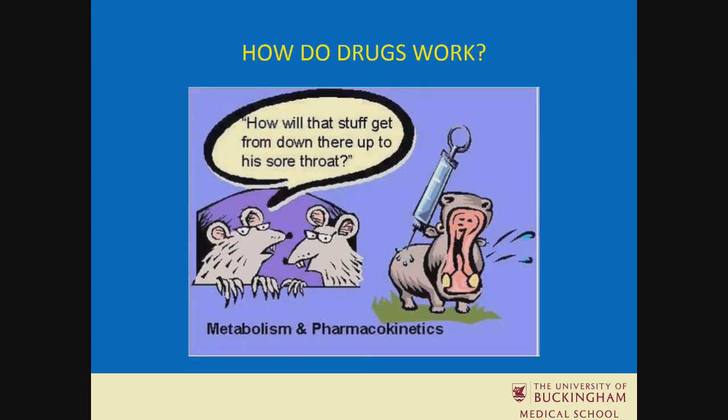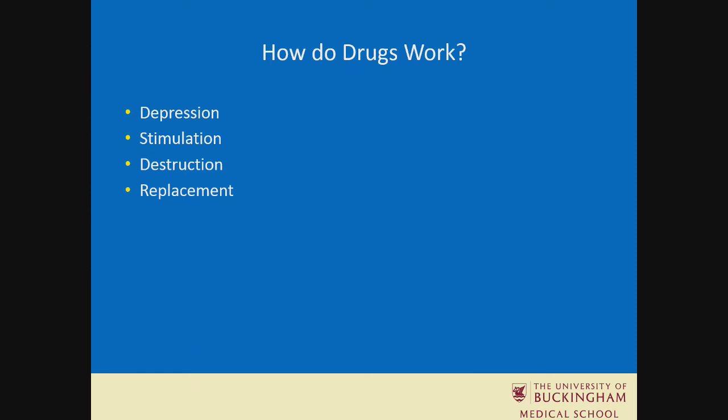Okay, so we get into the revision now. How do they work? When you inject a drug or give a drug orally, and it's an antipsychotic drug, for example, or a renal drug, how does it actually get to where it needs to go? Drugs can act by a variety of ways. They can depress systems or they can stimulate systems, so this would be blocking systems or activating systems. They can destroy interactions or they can be replacements, so mimics. Insulin is a good example of a replacement drug.